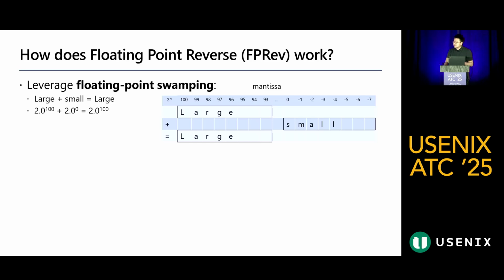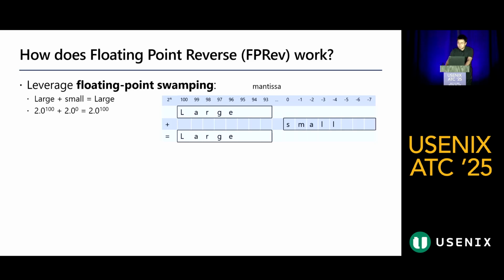This property is very important for us to reconstruct the accumulation order. For example, 2 to the power of 100 plus 2 to the power of 0 equals 2 to the power of 100. This loss of precision is due to how floating-point numbers are aligned and rounded. The small number does not change any significant bits of the large number, so it gets swamped.